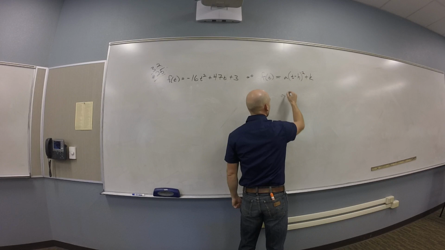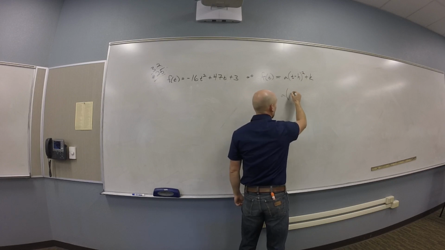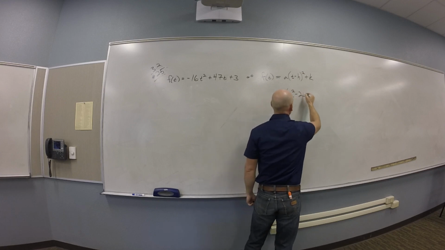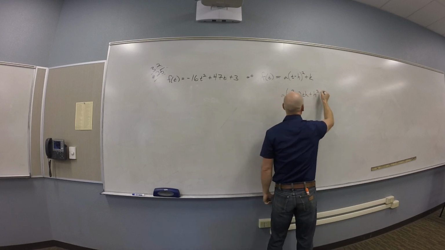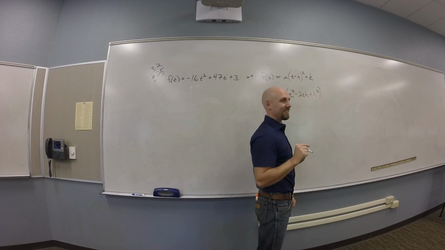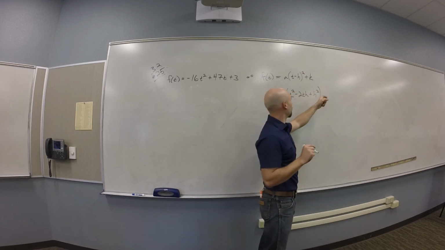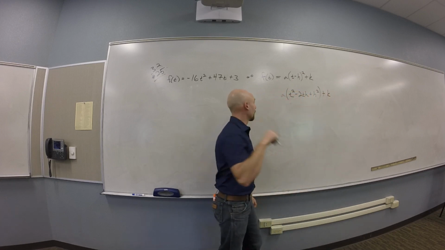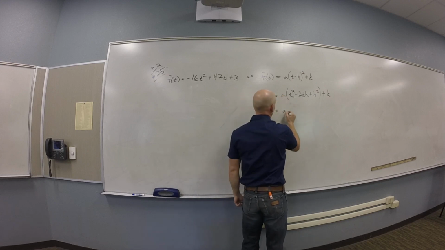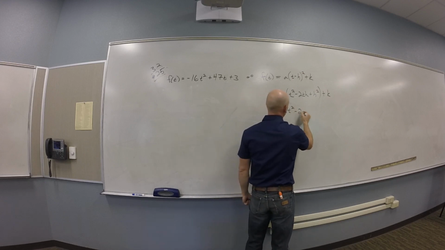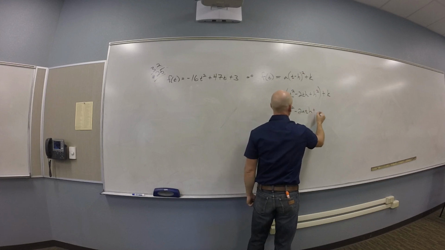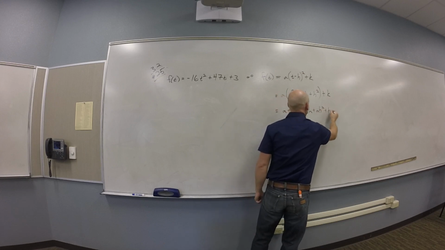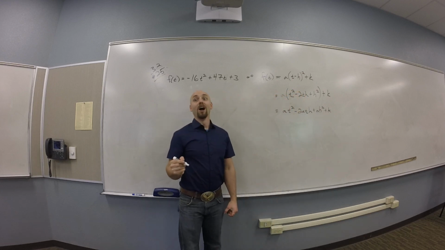You get a times, oh wait, you gotta do the t minus h squared thing. T squared minus 2th plus h squared. So FOIL that out carefully. You get t squared minus 2th plus h squared, plus k. Then a t squared minus 2ath plus ah squared plus k. Okay, that looks bad, right?